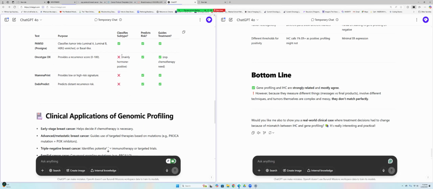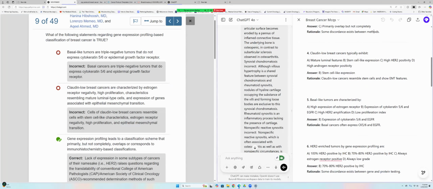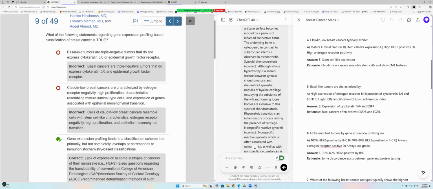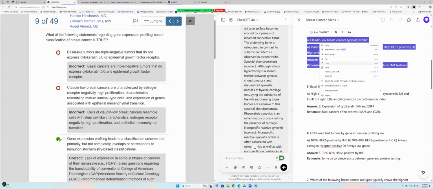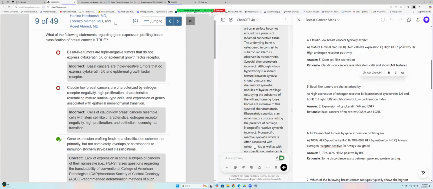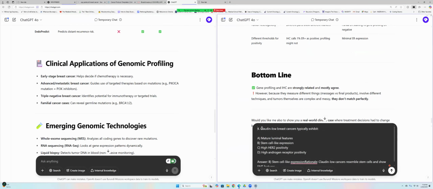Okay, let's continue. Everyone is happy. Claudin-low breast cancer typically exhibits what? Which one? What are Claudin-low cancers? I'm not very sure. They said it resembles stem cell and shows... I don't even know what Claudin-low breast cancers are. Explain.